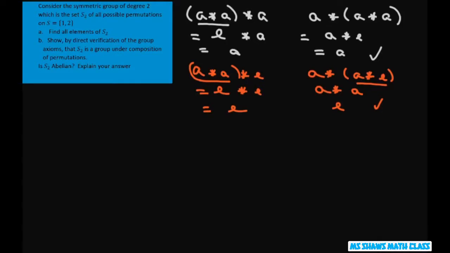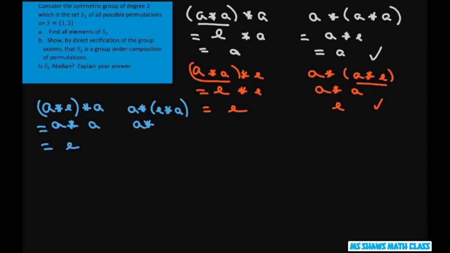All right. Let's do another one. The next one we're going to do is A star E star A, and therefore A star E star A. And this is going to be A star A, which equals E. This is going to be A star A, because that's A, and that equals also E. So check. So I have three checks.